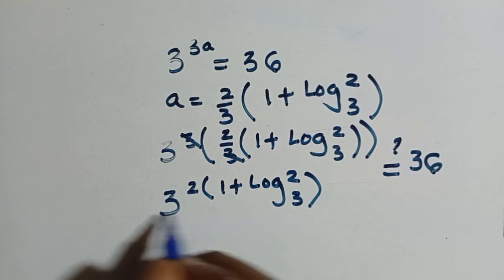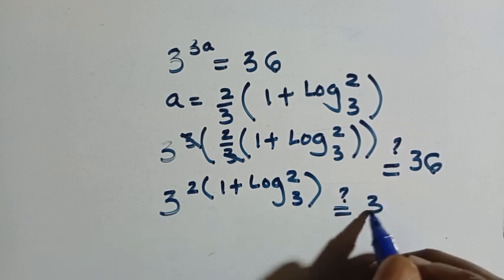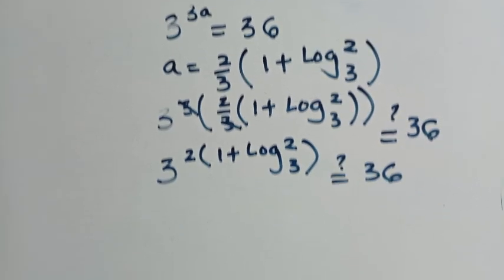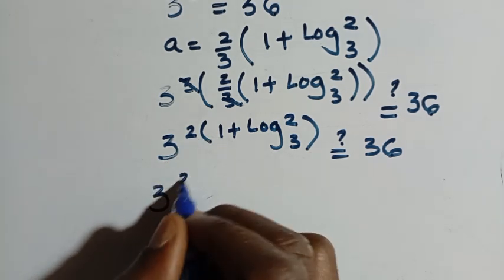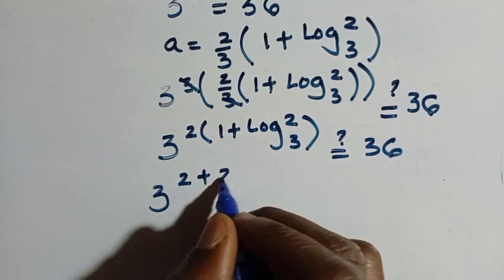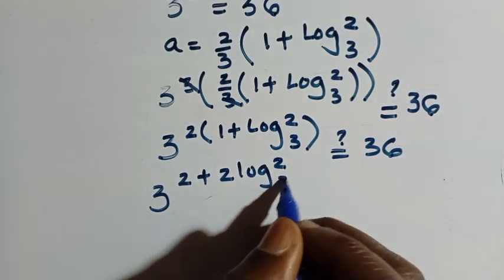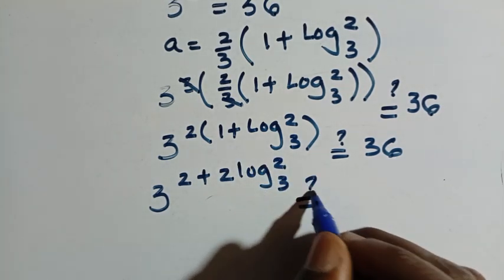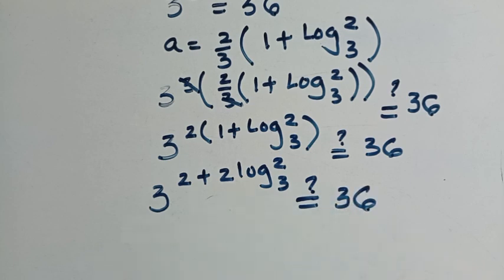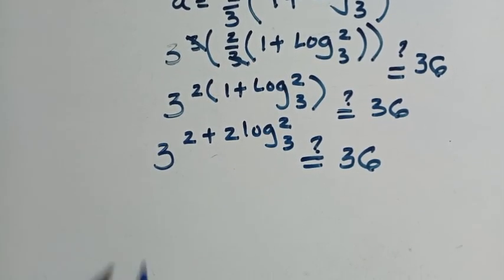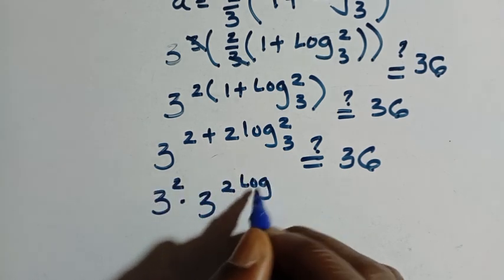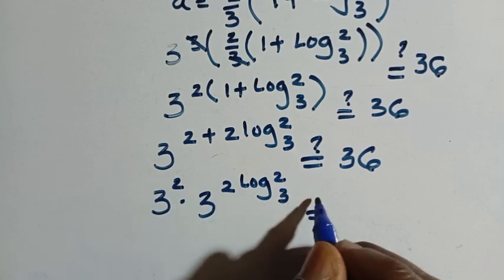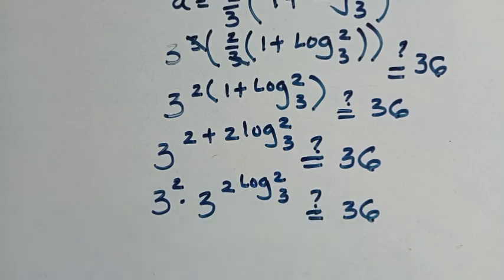Our focus is to check if this equals 36. Opening the parentheses, we have 3 raised to power 2 times 1, which is 2, plus 2 log 2 base 3. We want to check if this equals 36. From here we have 3 raised to power 2 multiplied by 3 raised to power 2 log 2 base 3. Is this equal to 36?